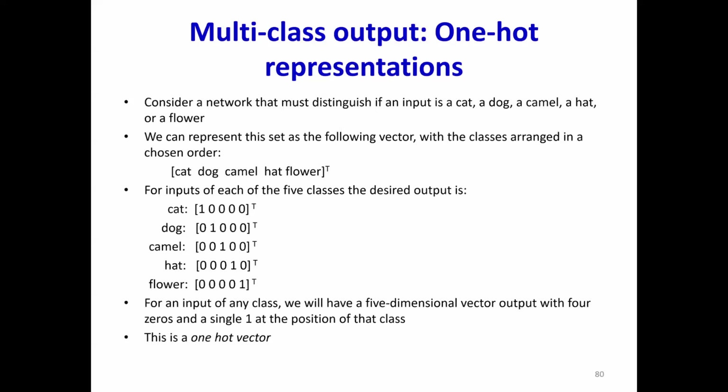Now, when I get a training instance which is a cat, then this is a 1 for a cat and 0 for all of these, because a cat is not a dog or a camel or a flower. So this will be my desired output, a 1 in the first component and 0 elsewhere. This is a one-hot representation for a cat. If my training instance is a camel, there's going to be 0 for cat and dog, 1 for a camel, 0 for a hat and a flower. And so this is a one-hot representation for camel, which is zeros everywhere, except in the index of the target class where the desired output is going to be 1.